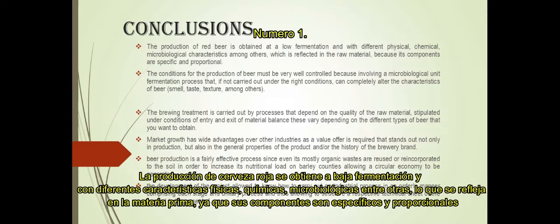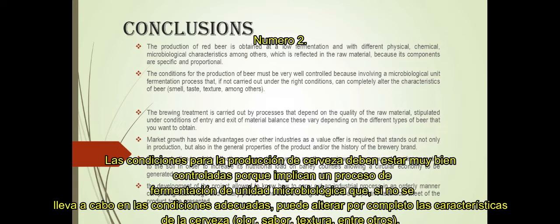Conclusions. First, the production of the red beer is obtained at a low fermentation and with different physical, chemical, and microbiological characteristics, among others, each reflecting the raw material because its components are specific and proportional. Second, the conditions for the production of beer must be very well controlled because it involves a microbiological fermentation process that, if not carried out under the right conditions, can completely alter the characteristics of the beer, such as smell, taste, and texture, among others.